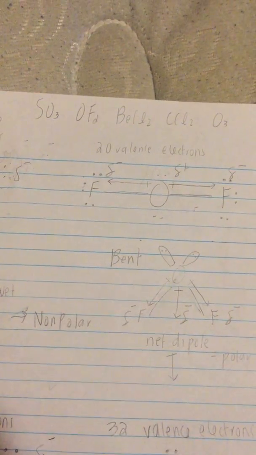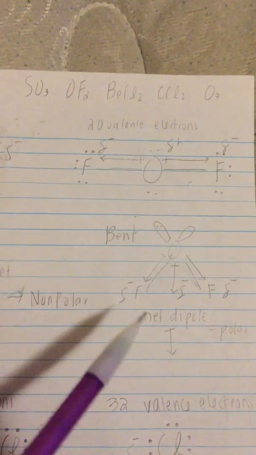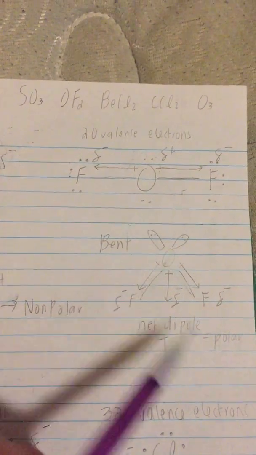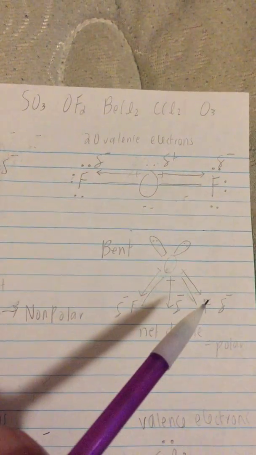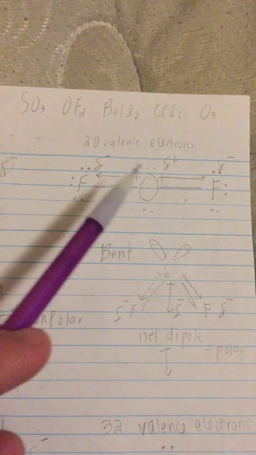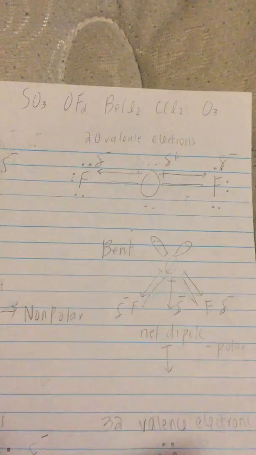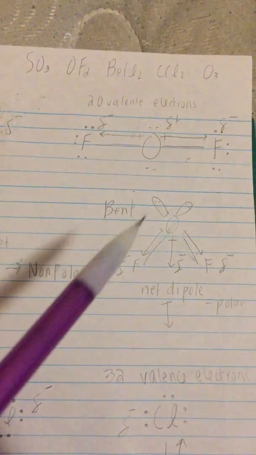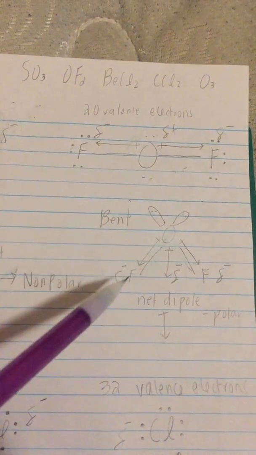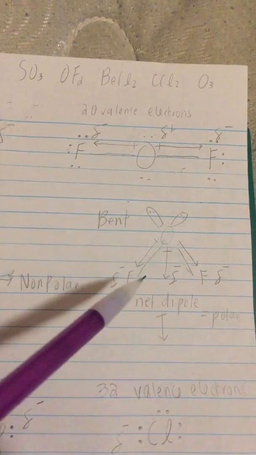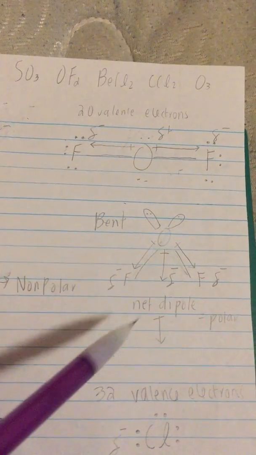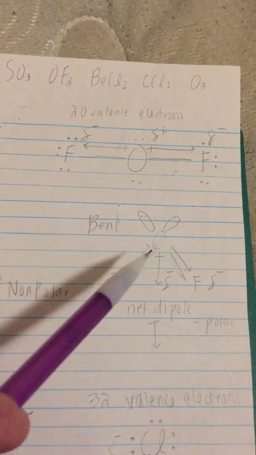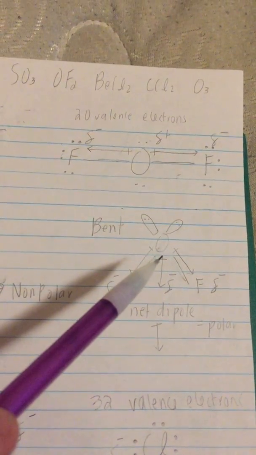The molecular geometry of OF2 is bent. As you see here, we have the two bonding pairs on oxygen and two non-bonding pairs right here and right here. There is a net dipole. As you can see, all arrows are pointed down, so the net dipole will be in the down direction. And because not all of the bonds are the same, this molecule is polar.